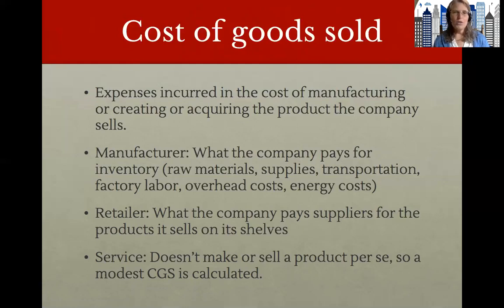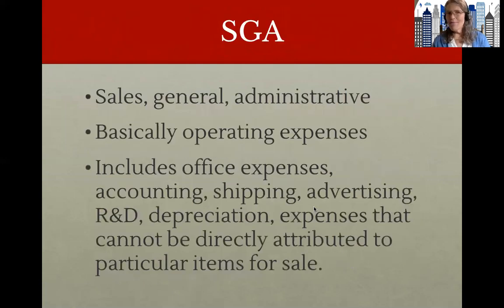If it's a retail public company, then cost of goods sold is what the company pays its suppliers for the products that it sells on the shelves. If the public company provides a service only, so they don't really make or sell a product per se, a modest CGS is calculated. They can still use some labor cost as well as energy cost, transportation, things like that in order to determine the CGS.